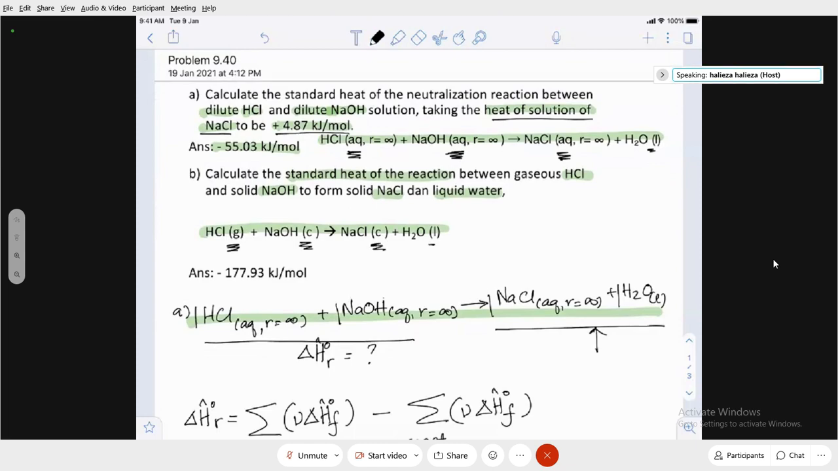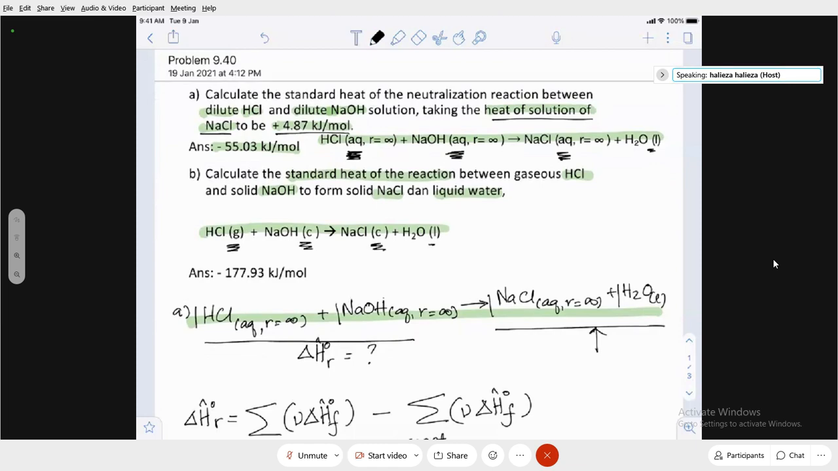The only difference is that for part A, you're forming the solution. The aqueous is here. There is the aqueous for hydrogen chloride, the aqueous for sodium hydroxide, and the aqueous for sodium chloride. Over here for part B, there is no solution at all being formed. You're just reacting the gas of hydrogen chloride with the solid of sodium hydroxide, forming the crystal of sodium chloride plus liquid water. There's no solution being formed at all. So this is completely different.